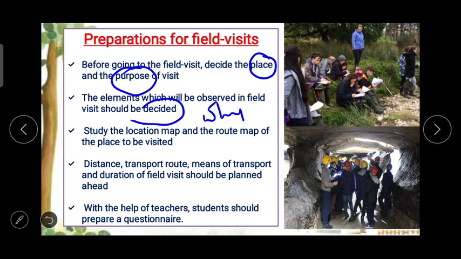Study the location map and the route map. Two things. Study the location map and the route map of the place to be visited. Distance, transport route, means of transport and duration of field visit should be planned ahead.